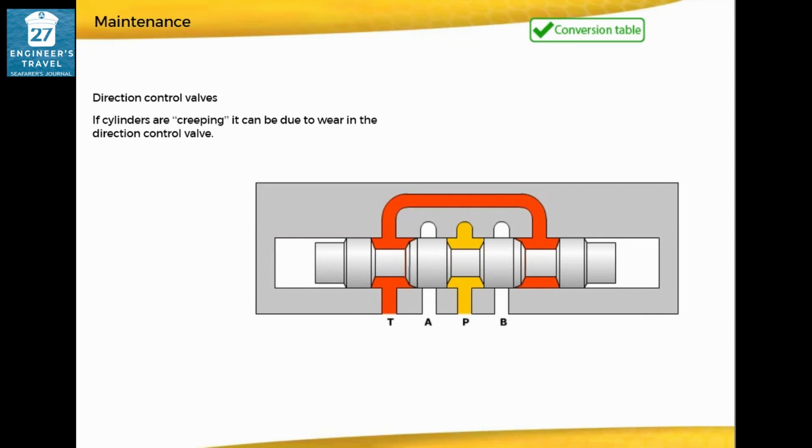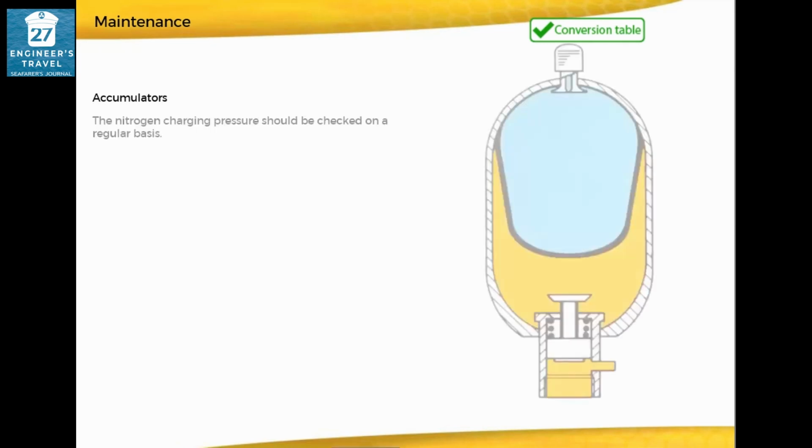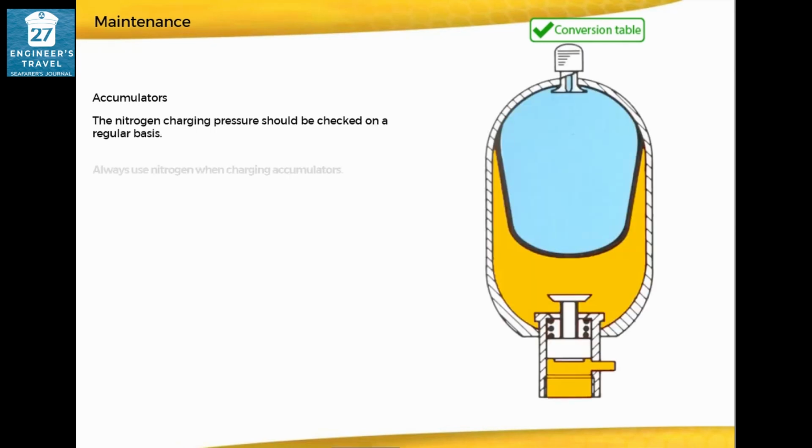Direction control valves. If cylinders are creeping, it can be due to wear in the direction control valve. Accumulators. The nitrogen charging pressure should be checked on a regular basis. Always use nitrogen when charging accumulators.